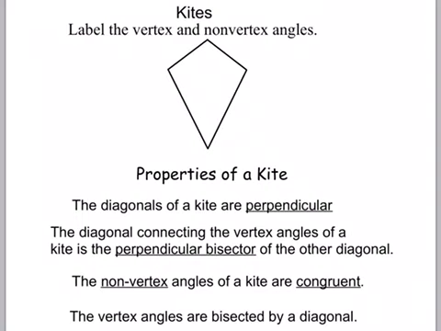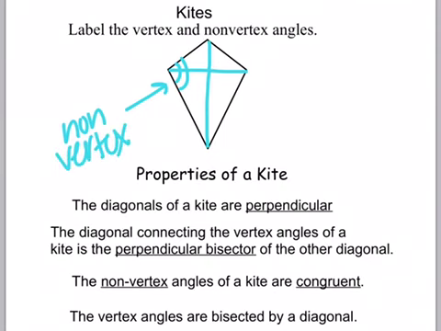Label the vertex and non-vertex angles of your kite. So, my kite we've broken into non-vertex angles. And my vertex angles at the top and the bottom.